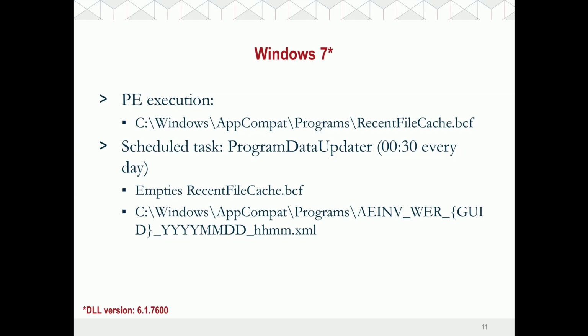OK, small recap for Windows 7. So binary, you want to look at recentfilecache.bcf. And then the scheduled task, which runs every day, is going to empty recentfilecache.bcf. I couldn't show that part in the process module, but it's actually going to go through every file stored in recentfilecache.bcf and then store information about those in the XML file.